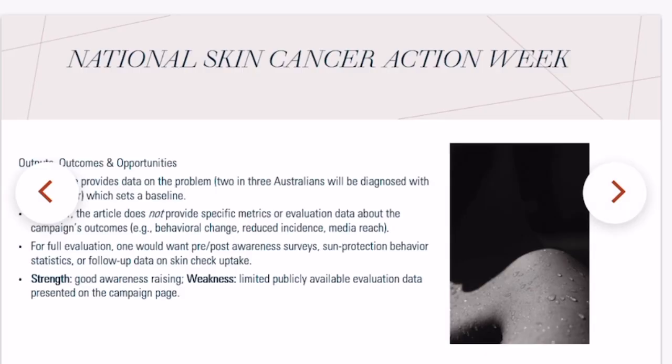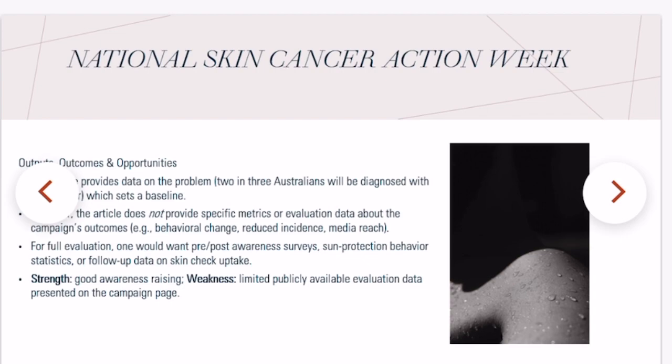Some outputs, outcomes, and opportunities for National Skincare Action Week. So the article provides data on the problem that 2 in 3 Australians will be diagnosed with skin cancer, which kind of helps to set a baseline. However, the article doesn't supply us with specific metrics or evaluation data about the outcomes.